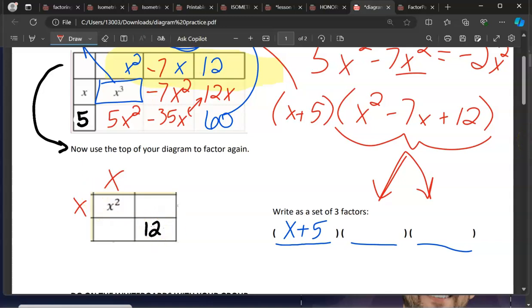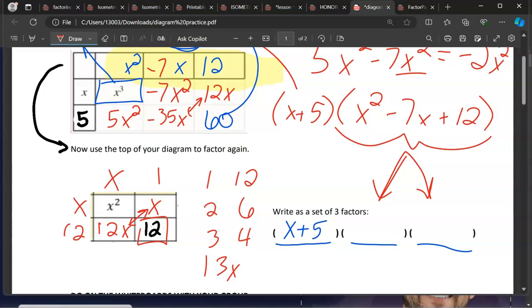If I looked at my factoring form or my factor pair cheat sheet, I can get 12 by saying 1 times 12, 2 times 6, or 3 times 4. So if I did 1 here and 12 here, I do in fact get 12. The problem is this is 12x, and this is just x. When I combine 12x and x, that's 13x. 13x is not negative 7x. So I've got to start over. It's not 1 and 12.